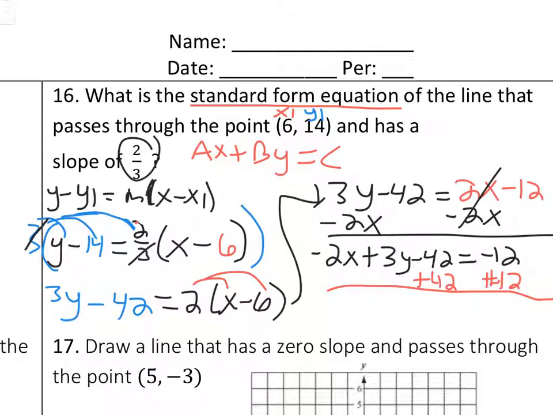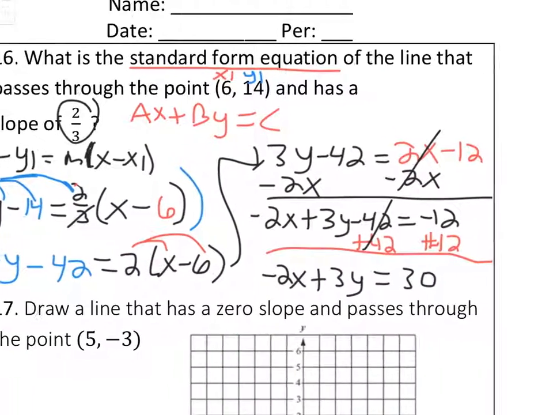And that is going to give you, on the left side, you still got your negative 2x plus 3y. Now the 42's cancel out, is equal to 42, negative 12 plus 42 is going to give you 30. Basically, it's 42 minus 12 would be another way of looking at that. All right, so almost done.